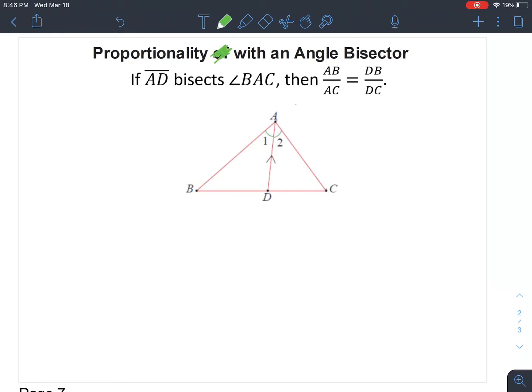Okay, then we have proportionality with an angle bisector. In this case, if we have an angle bisector, AD is bisecting BAC, then that's going to create this ratio here, AB over AC is equal to DB over DC.